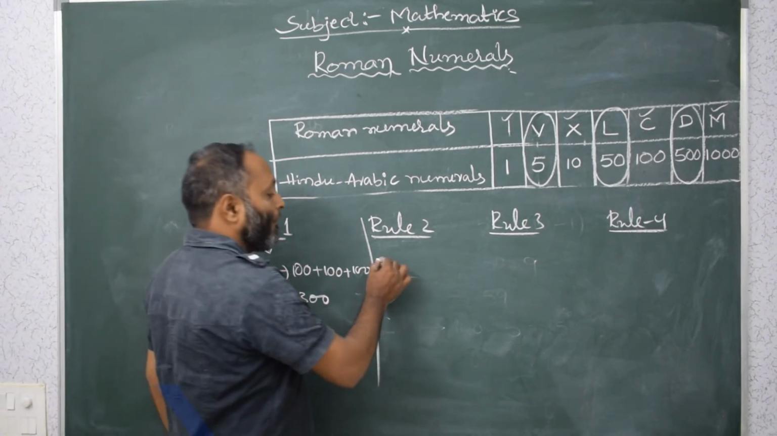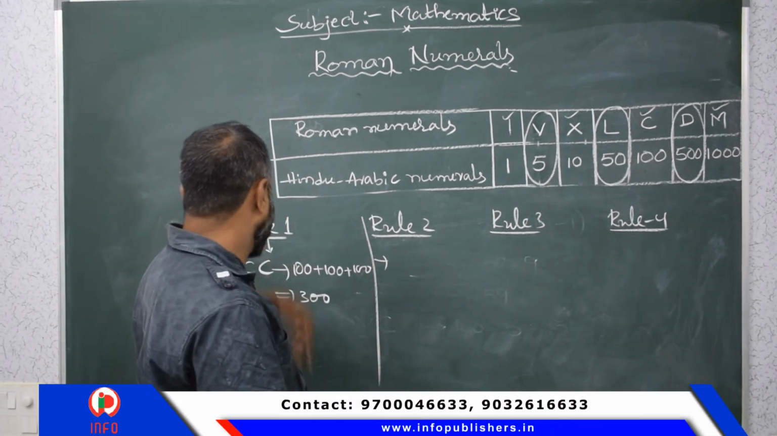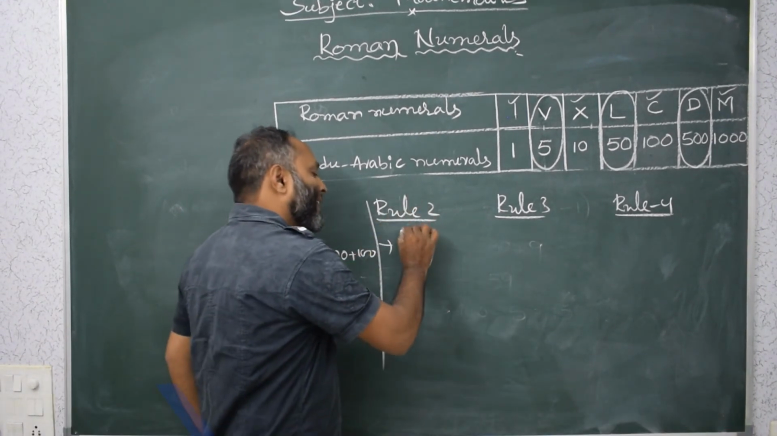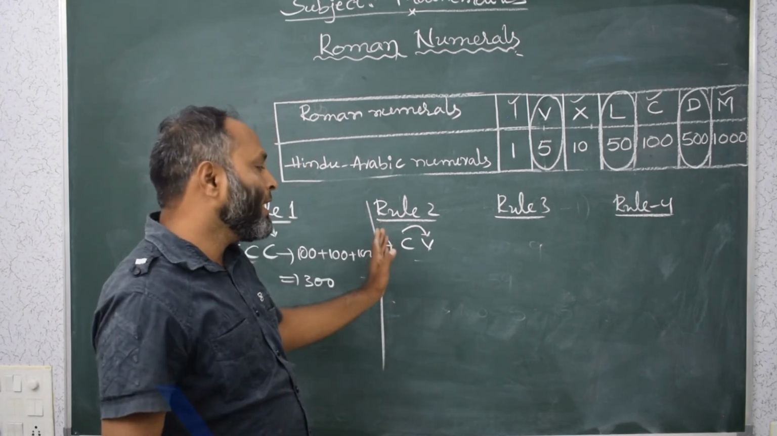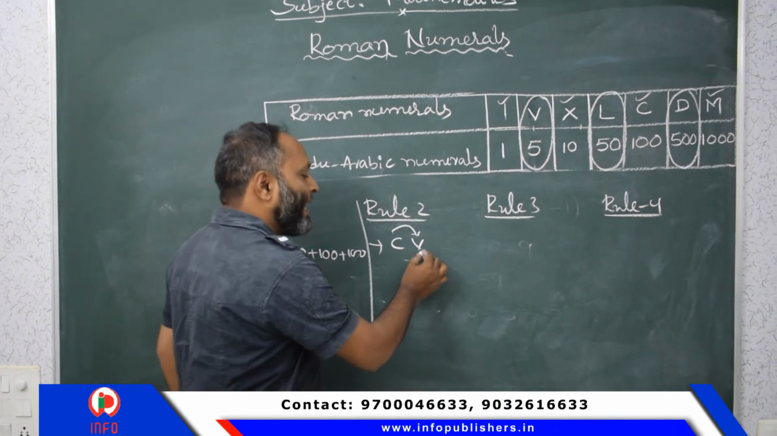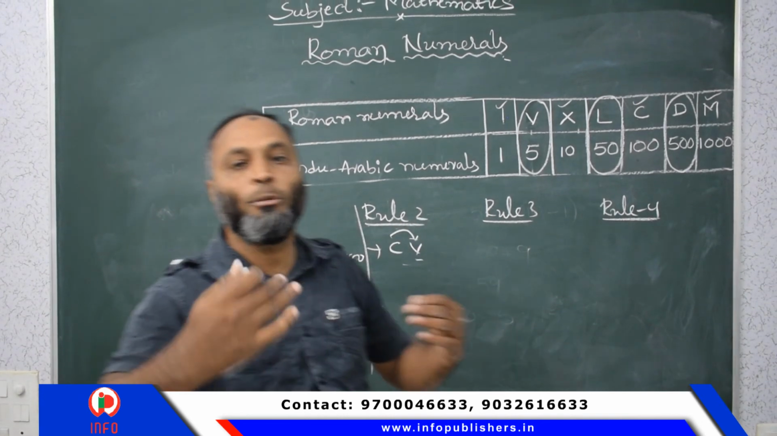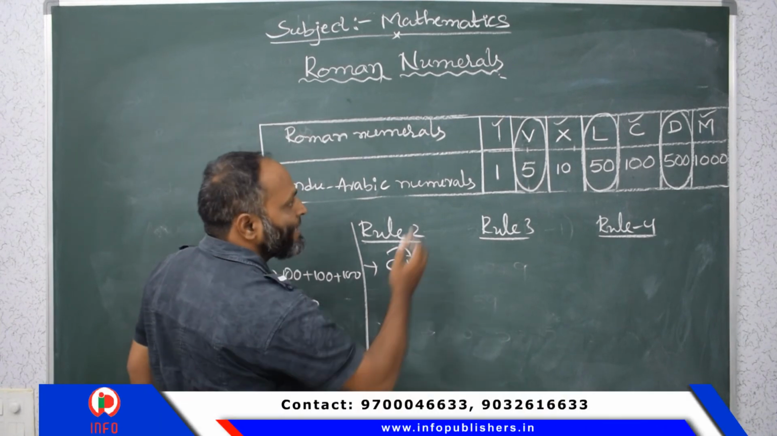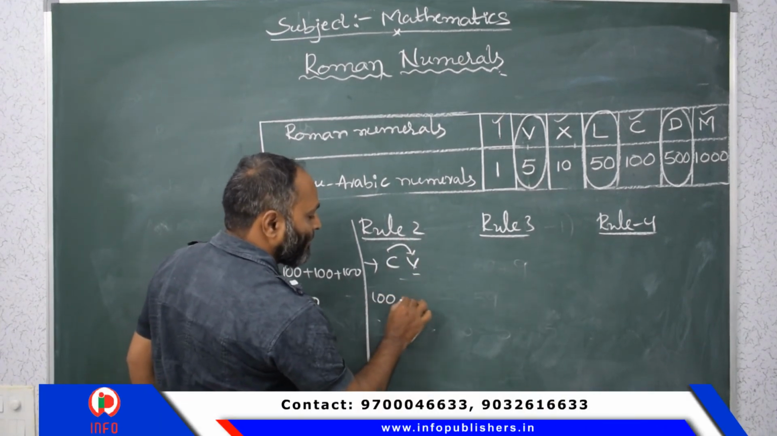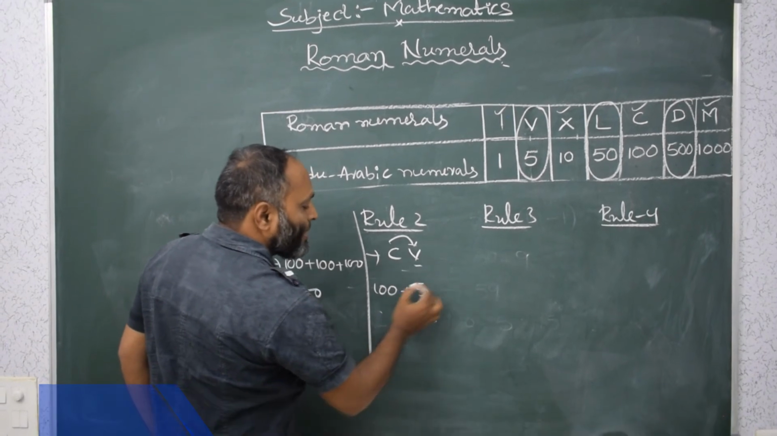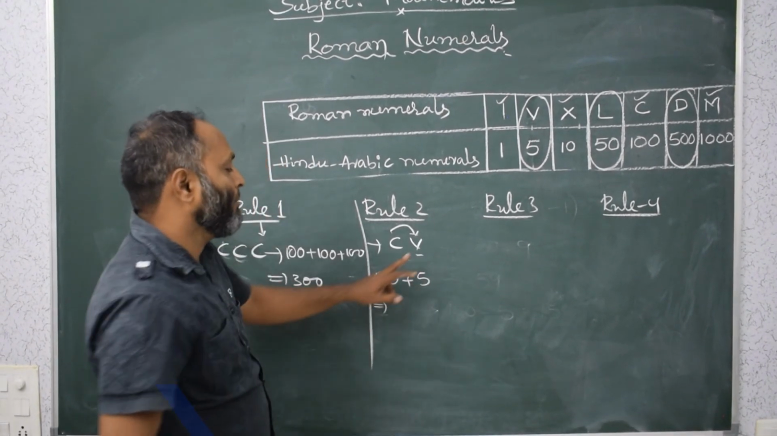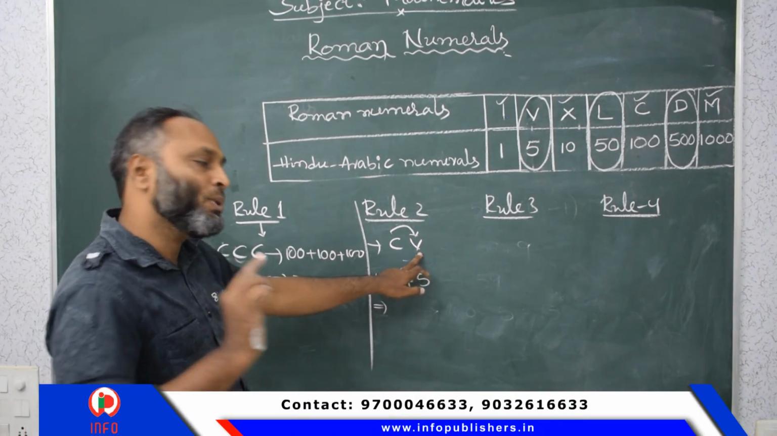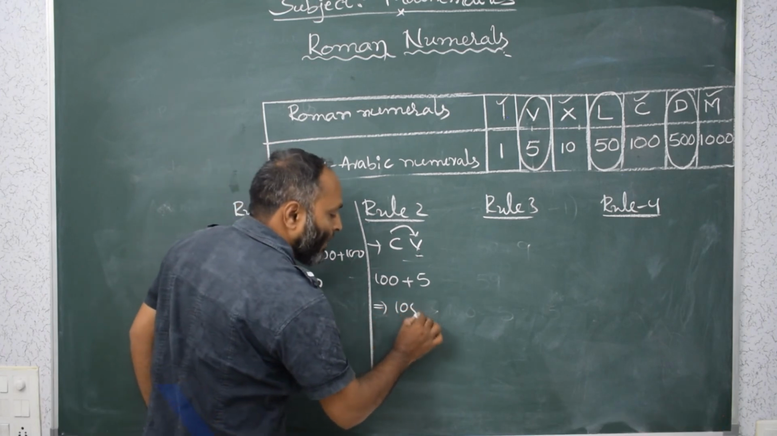In rule number 2, whenever a small Roman numeral comes after the big Roman numeral, then we have to add. So it means on the right side, if a smaller Roman numeral comes, we have to add. Like C means what? 100. And V means what? 5. So we have to add these two. Why are we adding? Because here V, the smaller Roman numeral, is on the right side. So that is why we add, that is 105.